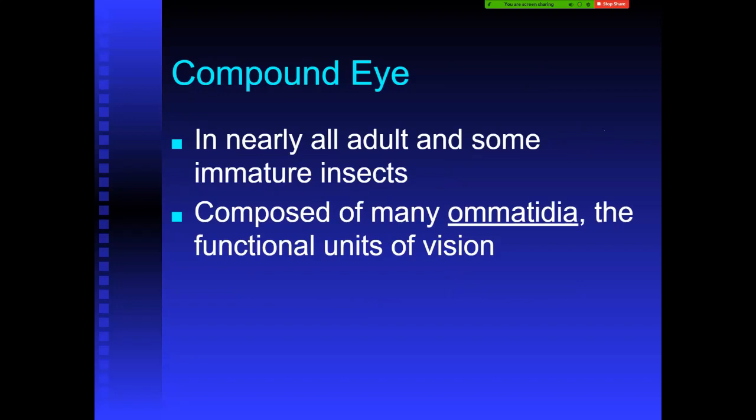So the compound eye is in nearly all adults and some immature insects. So you don't see compound eyes, for instance, on a typical caterpillar, but you'll see the compound eye on the butterfly. And so they're composed of many ommatidia, which are basically the facets that join together to make a compound eye, and each one of those is the functional unit of vision. So they don't just have one eyeball, they actually have multiple eyes that come together to make a unit of vision.